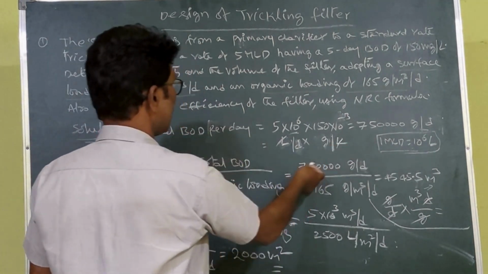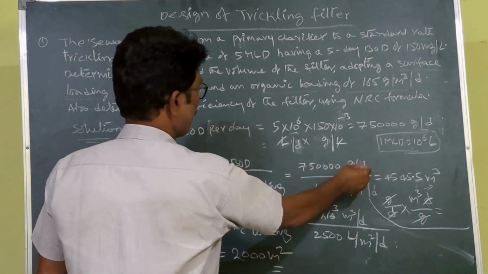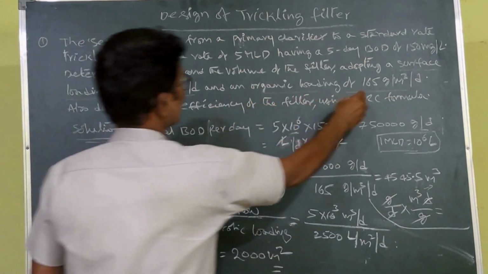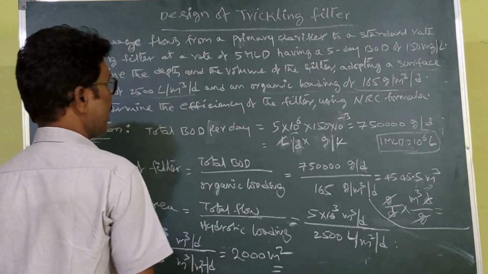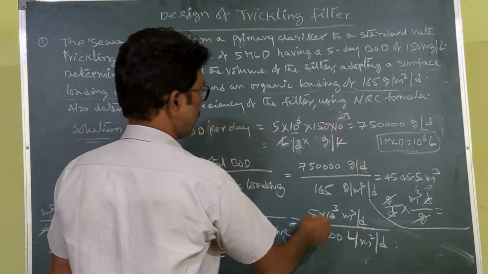We already found the total BOD, that is 7,50,000 gram per day, divided by the organic loading rate, which is given in the problem. This is 165 gram per meter cube per day.